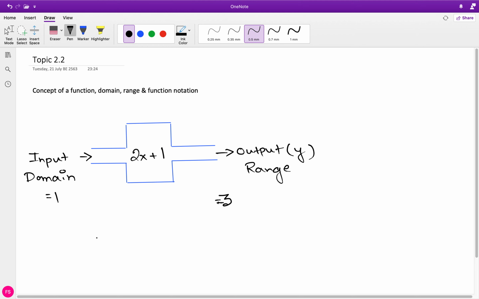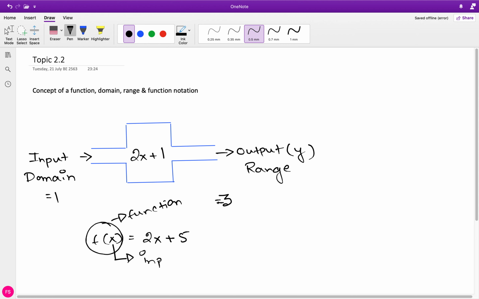So there is a way of writing this whole process. This is how we write it. We write f of x equals 2x plus 5. Let's say for this example, it's 5, not 1 anymore. So this is the name of the function, f of x. Okay, this is our function. This is the name. And this is where we write the input. In this case, the input was 1, so you could have written f of 1 for this example. And this is where you write the rule to get the output. So this is where you write what happens inside the machine.